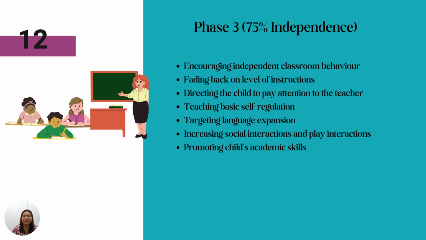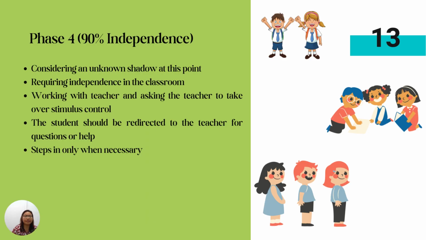Make prompts more subtle and more discreet. In addition, group instruction can be used, instructing the whole class and not just singling the student out, even though the prompt is intended for the student. And finally, phase four aims for 90% independence.